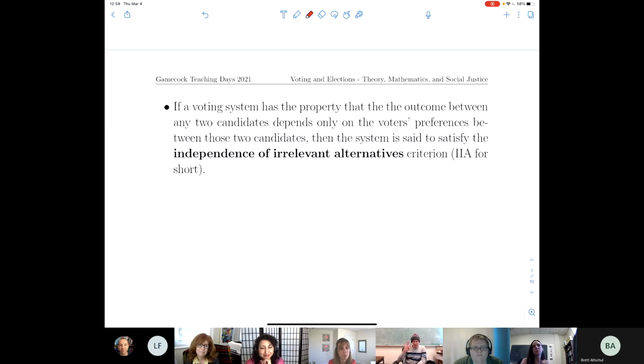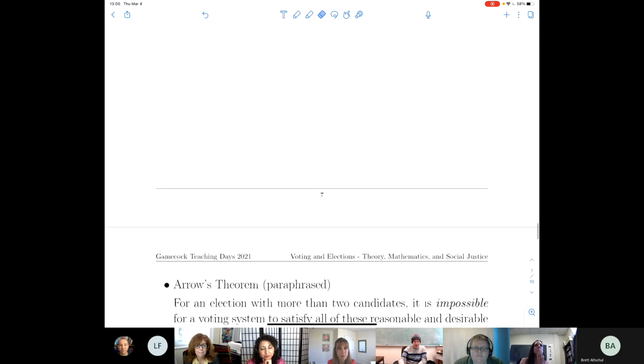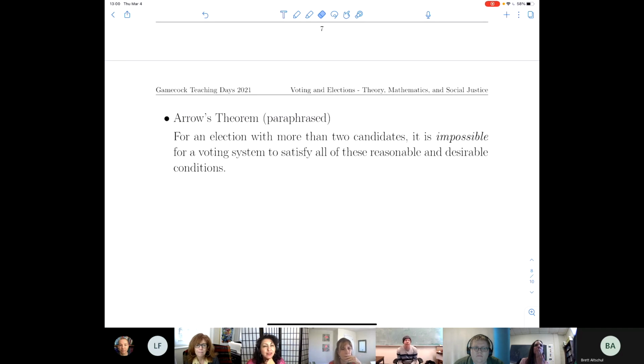And so we've got just 4 things that we have talked about in the last half an hour that seem completely reasonable and desirable and nice things that a voting system should have. And here's the punchline, and I'm paraphrasing Arrow's theorem. This is from 1952. This makes me sad. Arrow was an economist, but he won a Nobel Prize for this. If you have an election with more than 2 candidates, it is impossible for a voting system to satisfy those 4 reasonable and desirable conditions. Please note, I said impossible here. This is the mathematical impossible.